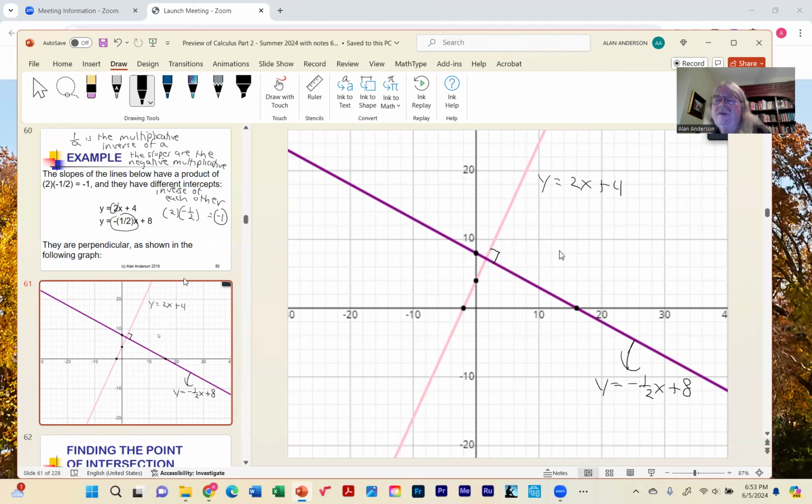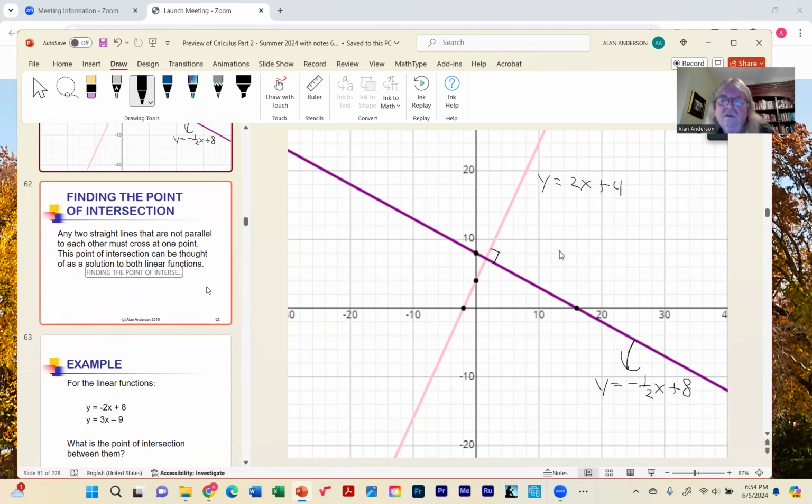Now, this concept of being perpendicular turns out to be very important in certain disciplines. If you're a math major, eventually you'll find yourself in a course called linear algebra, and this turns out to be a hugely important idea in linear algebra. But for now, it's enough to notice that we have two lines that cross at right angles.